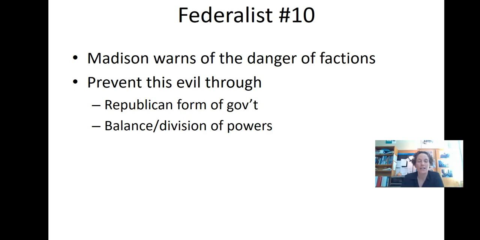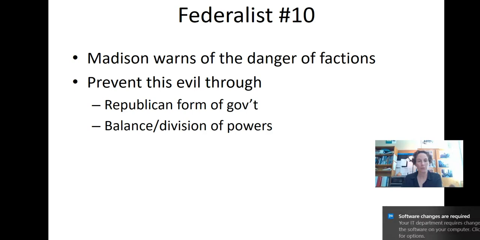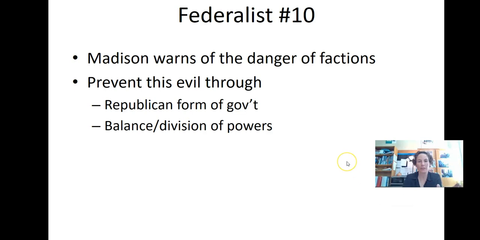And he cautions, just like the other framers wanted to prevent parties from becoming dominant, he wanted to prevent factions from forming. And he argues that by forming a Republican form of government, then you will be able to limit the factions. And he talks about how division of powers also does that. So be ready when you're reading about the danger of factions, that you're thinking about his concern that interest groups need to be limited in some way. Okay, that is it.